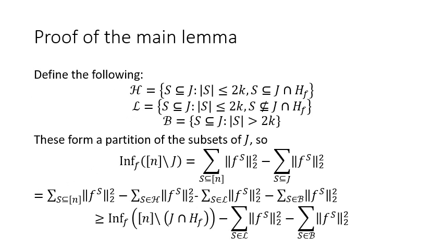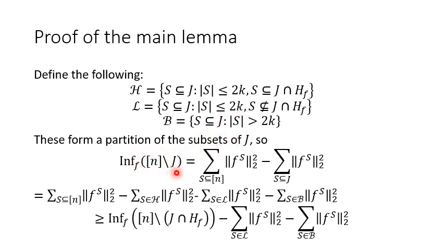Now we will partition the subsets of J into 3 sets, H, L, and B. In H and L we will have small subsets. In H we will have subsets contained in this set, and in L we will have subsets not contained in this set. And in B we will have big subsets, and it's easy to see that the three of them form a partition of the subsets of J.